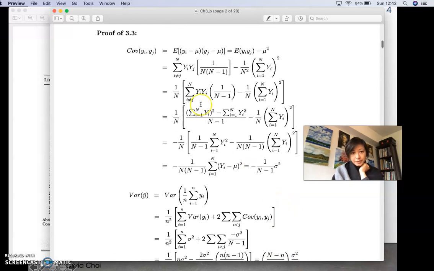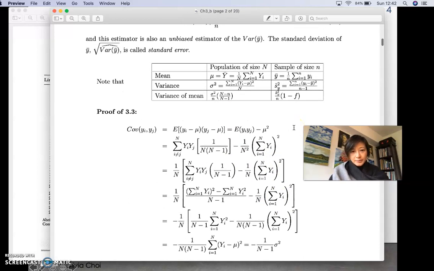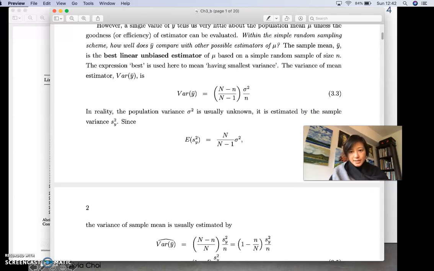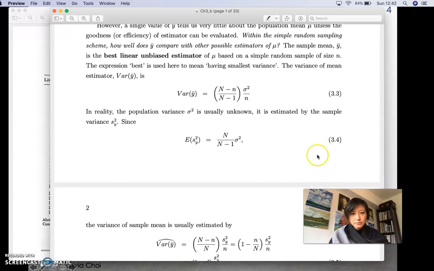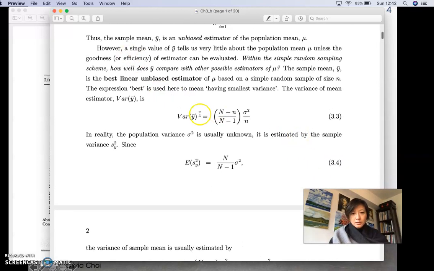Okay, the proof is not examinable, so you try to understand it if you're interested, okay? So what it says here is we define the variance of our sample mean obtained from simple random sampling, and that equals sigma squared over n multiplied by the finite population correction factor.